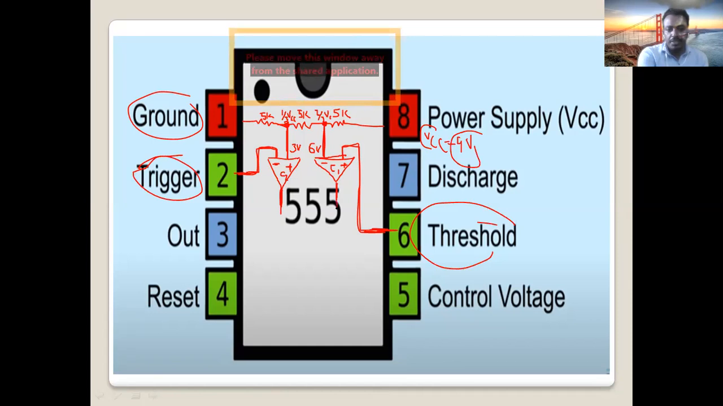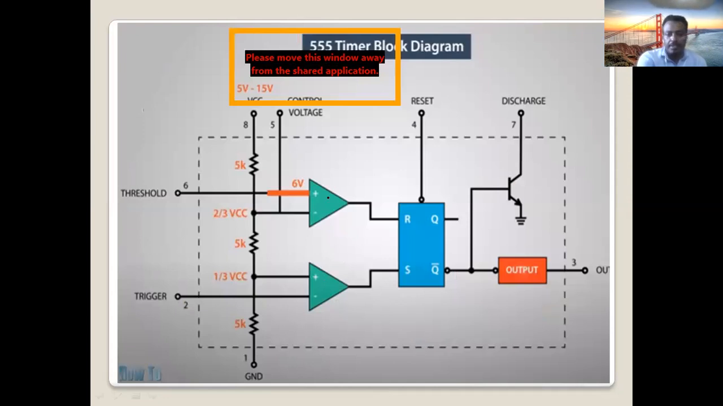So how many outputs here do we have? One from C1, one from C2. This goes to what we call the SR flip-flop. One comparator comes here, another comparator comes here as input. So this is the reset input, this is the set input. SR flip-flop, how many inputs? 2 inputs, right? Comparator C1 goes to the reset input. Comparator C2 output goes to set. This is our SR flip-flop.